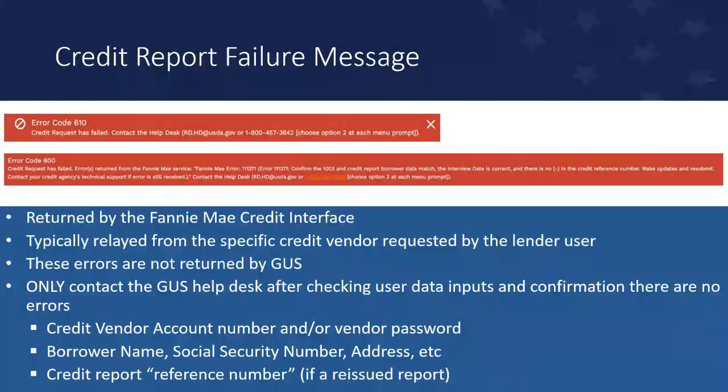If you receive a credit report failure message, this is actually returned by the Fannie Mae credit interface, typically relayed from the specific credit vendor requested by the lender on the credit underwriting page in GUS. These errors are not returned by GUS, and users should only contact the GUS help desk after checking user data inputs such as your reference number, your credit vendor, your account number, and your login and password. Also check the borrower name, social security number, the address, etc. Just confirm that there are no errors.